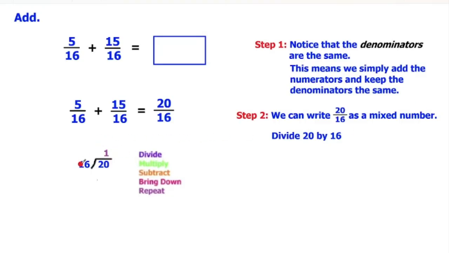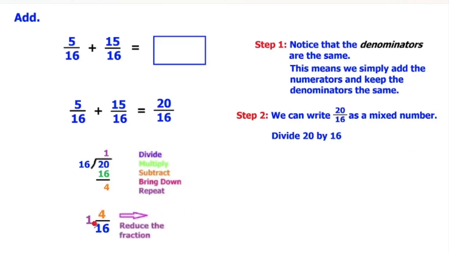Now we multiply: 16 times 1 is 16. So we put 16 here. Now we subtract: 20 minus 16 is 4. We have nothing to bring down, so we don't have to repeat. We're basically done. So our answer becomes 1 and 4 over 16. 4 is our remainder, so it becomes 4 over 16.